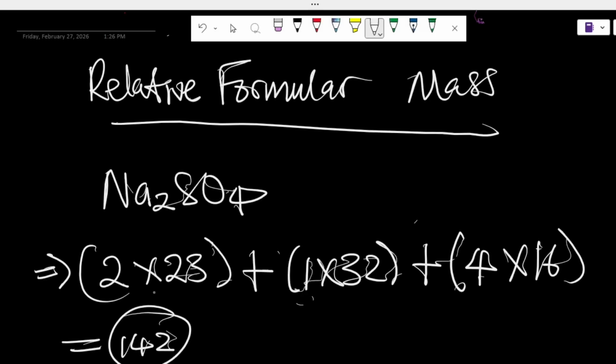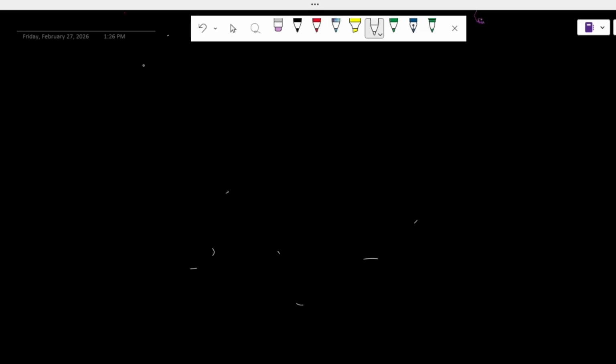So make sure that you understand how to deal with problems on the relative atomic mass, the relative molecular mass, and the relative formula mass, which are quite related in some way. Now, let's look at more calculations.